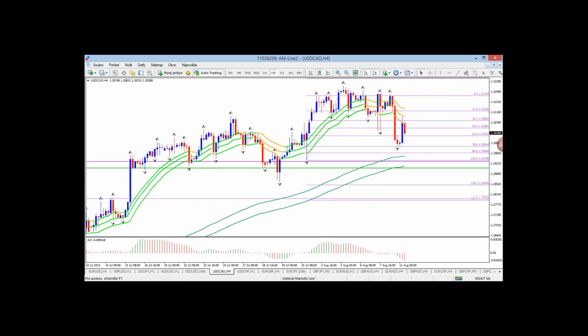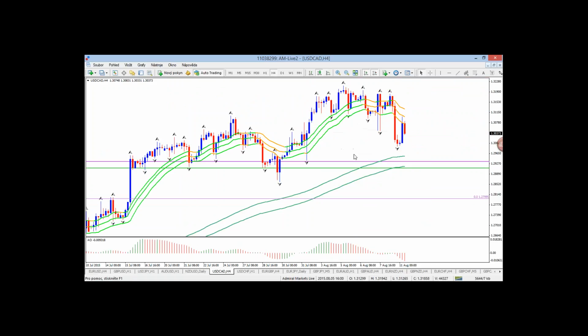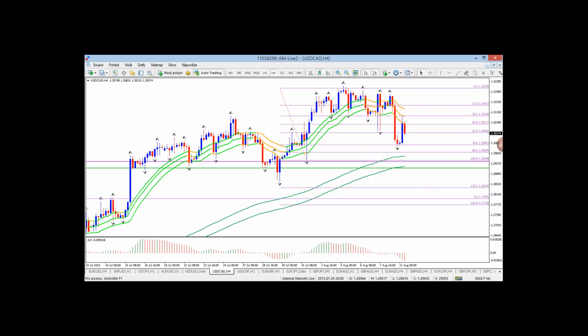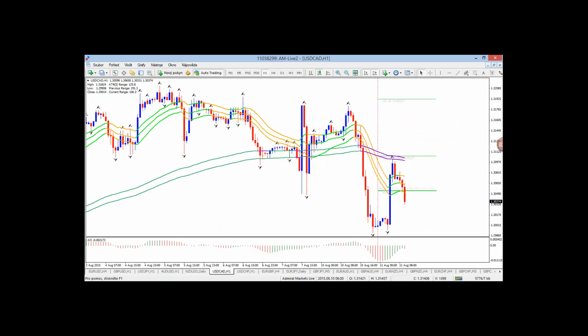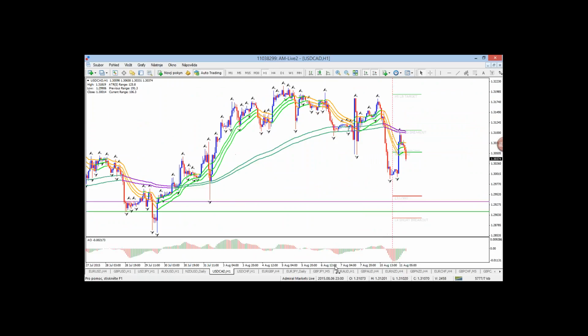Let's see. Dollar CAD is bouncing off support levels. This fib I still had drawn from last week went to the 78.6 fib. I don't know. 1 hour is a downtrend, but the 4-hour world is an uptrend, so it doesn't look that great to trade at the moment.